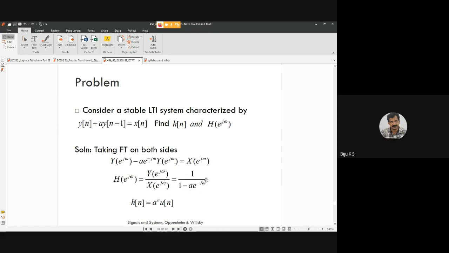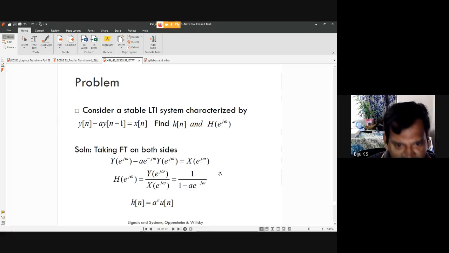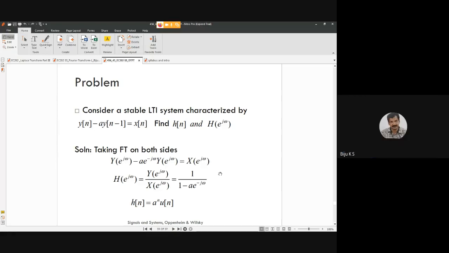So this is the frequency response of this system. Frequency response of the LTI system. Or we can say that this is the transfer function of the system. H of e raised to j omega is the transfer function of the system.